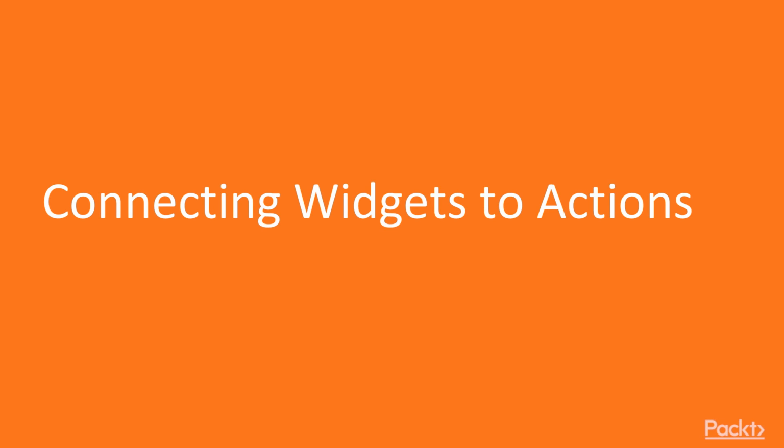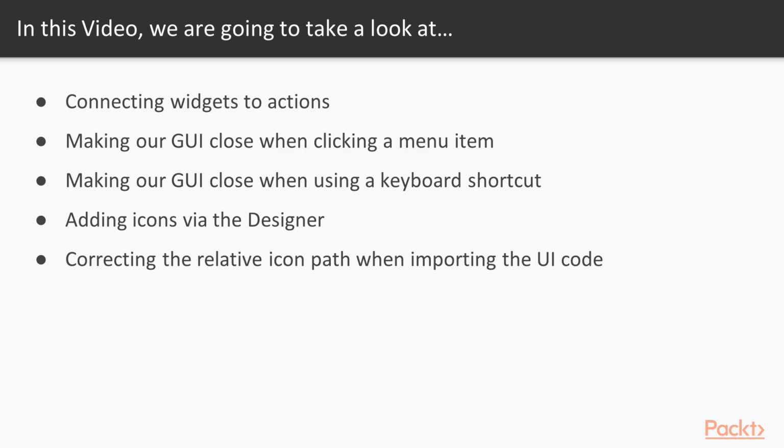In the previous video, we modularized the UI code. In this video, we will connect widgets to actions. We will make the widgets actually do something. And what we'll do is enable a menu item which will close the GUI when we click it. Then we will also add a keyboard shortcut that will close the GUI.